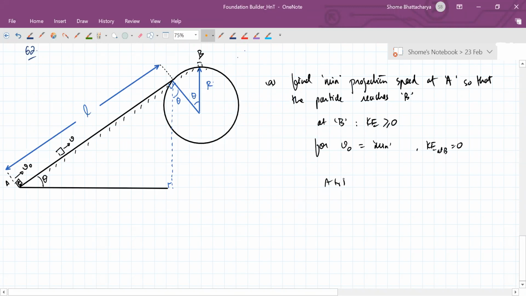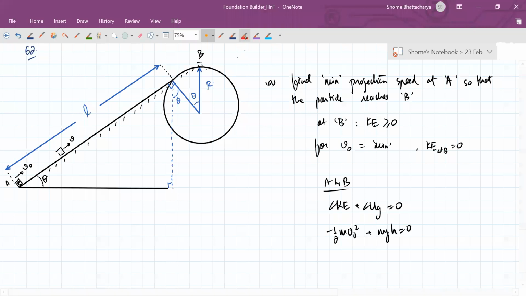So A to B, change in kinetic energy plus change in gravitational potential energy should be 0. So minus half m v naught square plus mgh should be 0. Now what is h over here? h is this height difference from B to A, this whole height difference. This is h.